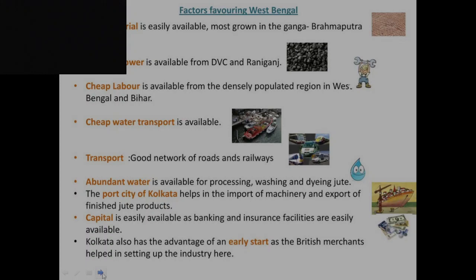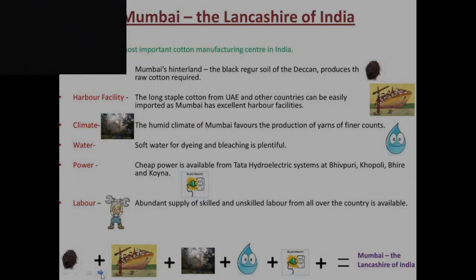Transport network: road, riverways, waterways and railways. Abundant water from different perennial rivers in this area is available for the processing, washing, and dyeing of jute. So, the port city of Kolkata helps to import the machinery, and export the finished products of jute and cotton also.